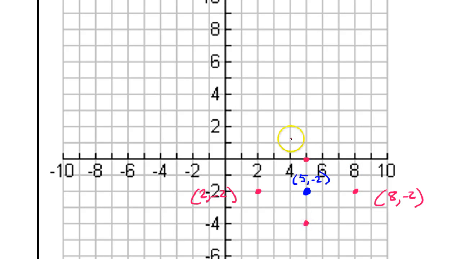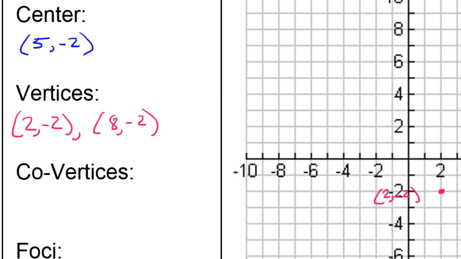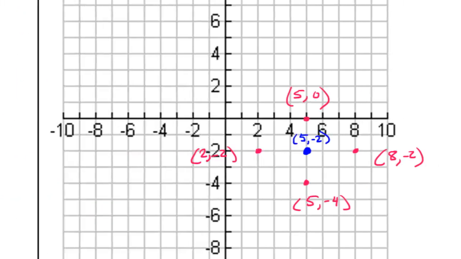These are my co-vertices, which are 5, comma, 0 and 5, comma, negative 4. Let's write that down. Okay, so I really could draw the ellipse right now, even though I still have to get my foci going. I'll do that in a moment.